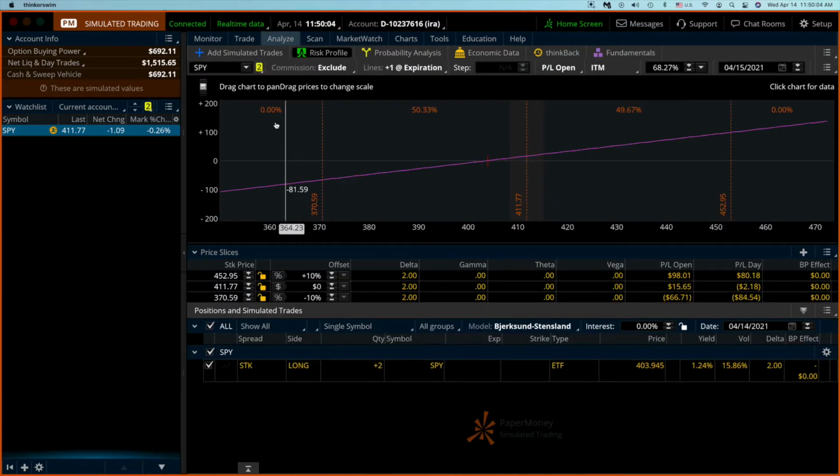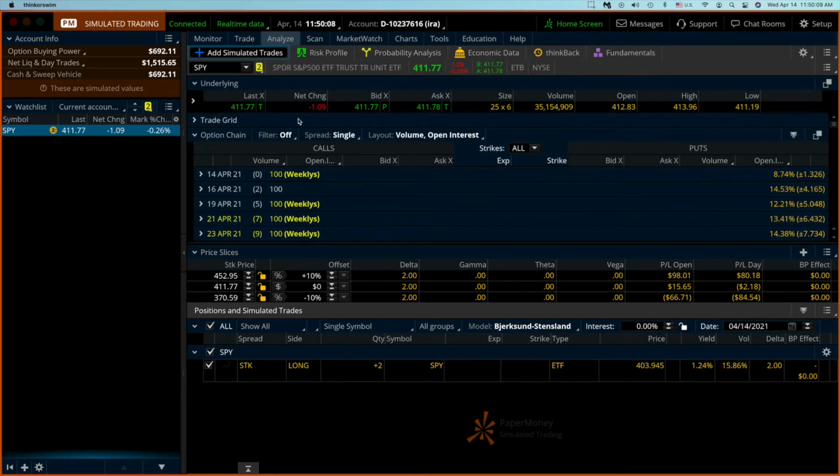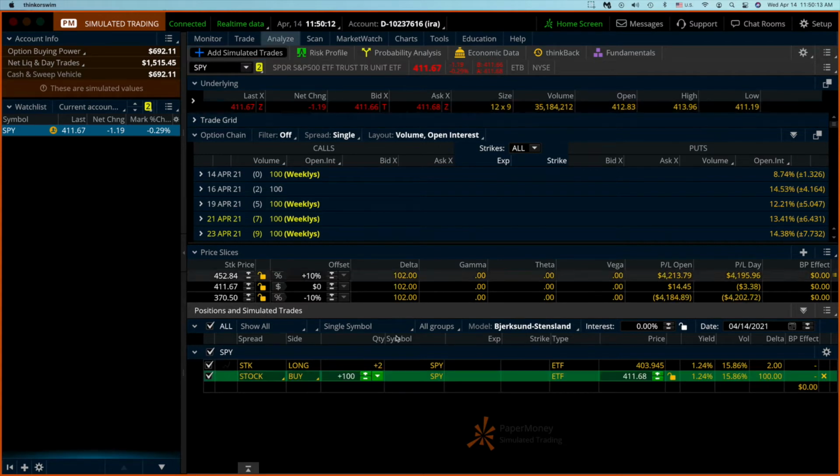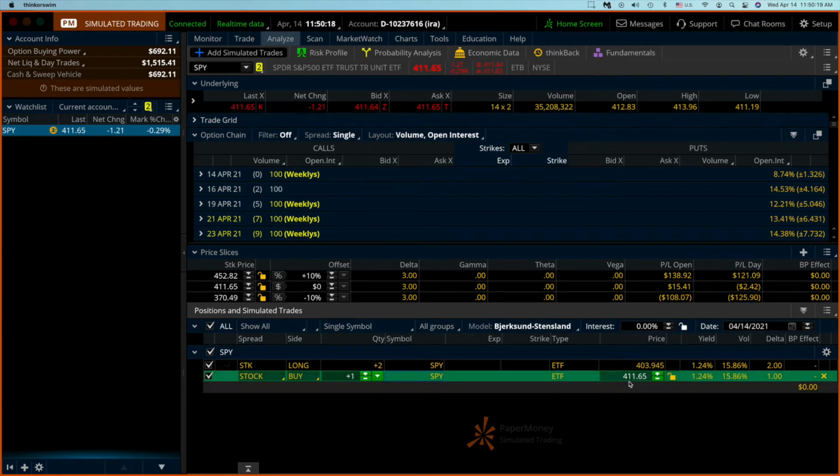Go to the Analyze tab and simply look at the prices at simulated trades and then look at the bid and ask. We click on the ask and that's the price we're going to pay. Instead of 100, we're going to just add 1 share. And that will be $411, which is almost all of my capital that I just deposited, those $500.